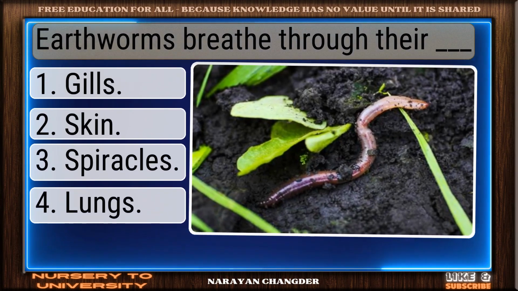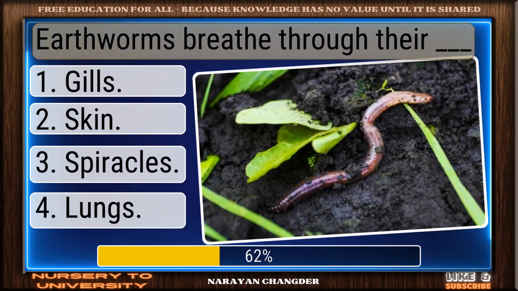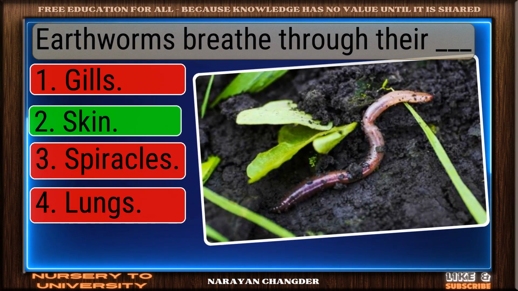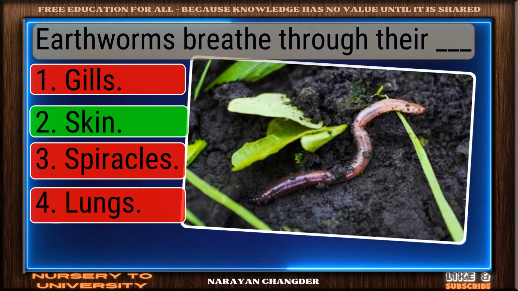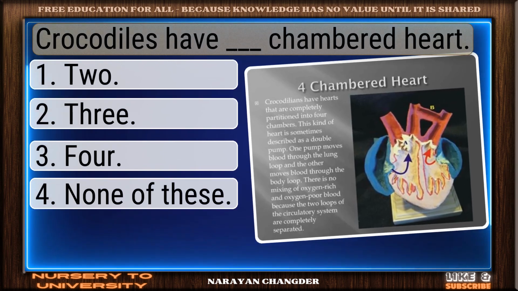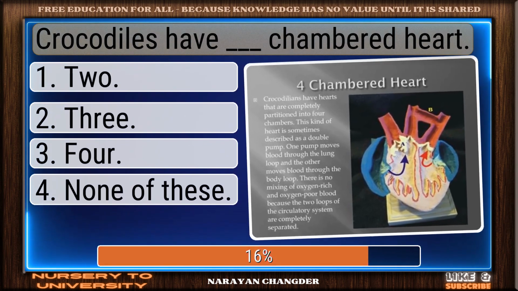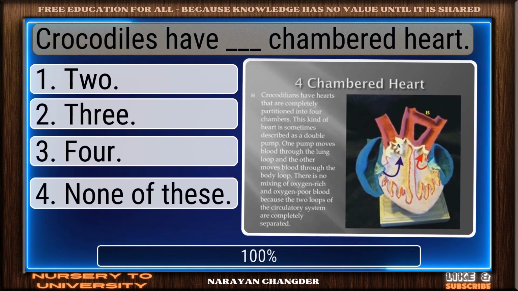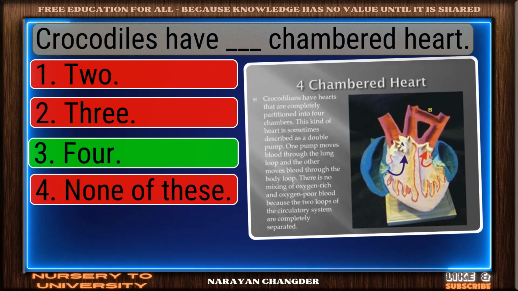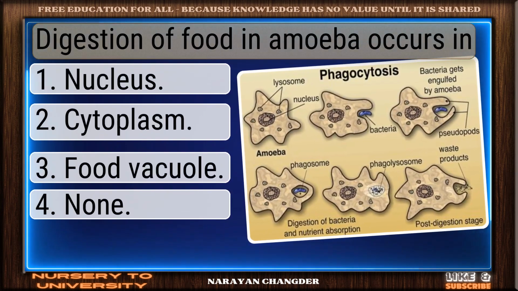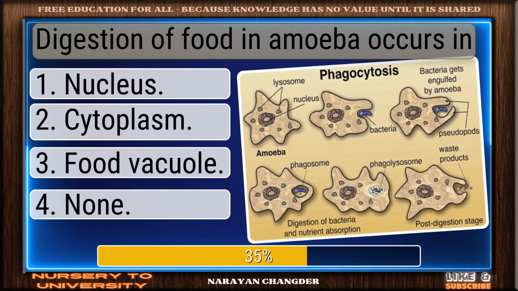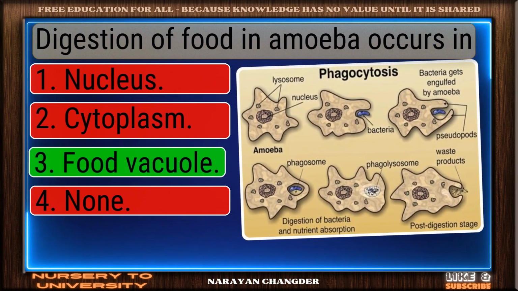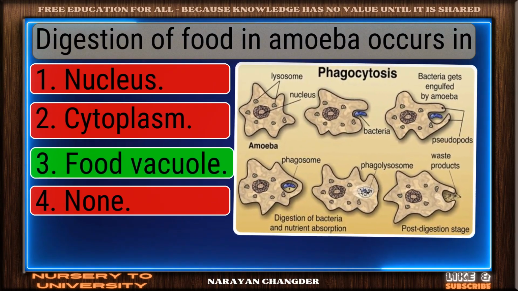Earthworms breathe through their dash. Excellent. Skin is well reasoned. Crocodiles have dash chambered heart. On track. 4 is correct. Digestion of food in amoeba occurs in. Smart pick. Food vacuole is correct.